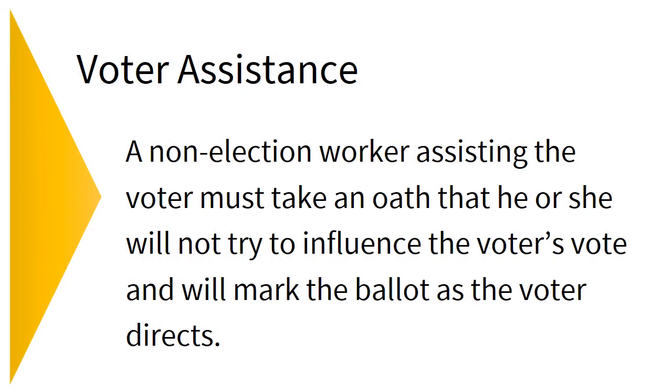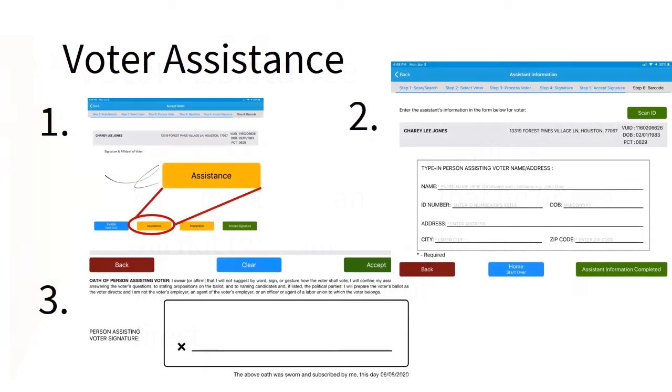The person assisting the voter must take an oath that he or she will not try to influence the voter's vote and will mark the ballot as the voter directs. For election workers, this is part of the oath they take to work the election. If the person assisting is not an election worker, once the voter has been checked in, but prior to accepting the signature on the e-poll book, the qualifying clerk will select the Assistance button. The assistant will complete their personal information, then sign the e-poll book to affirm the oath of person assisting voter.